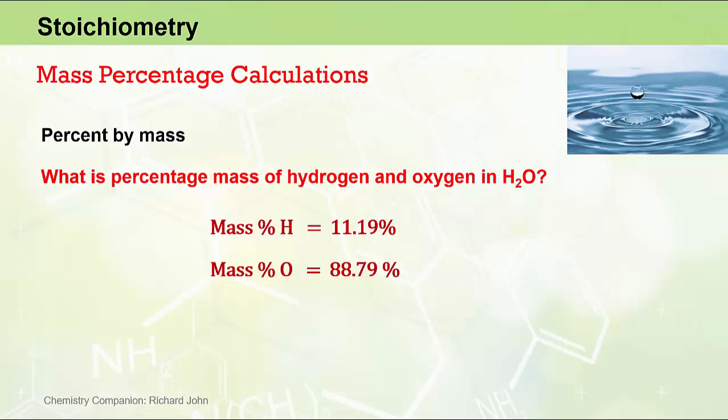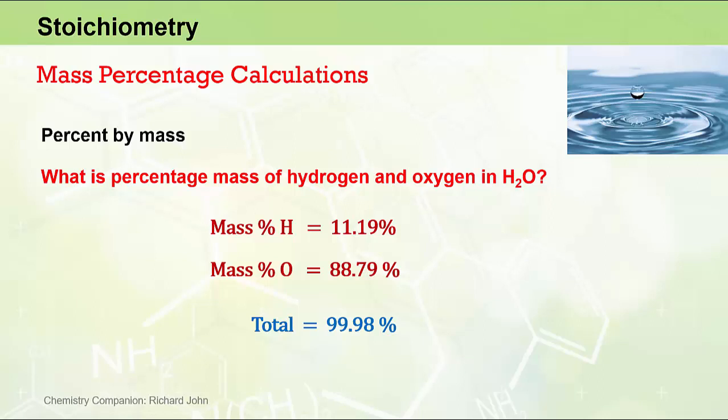So the mass percentage of hydrogen in water is 11.19%, and the mass percentage of oxygen in water is 88.79%. And that's interesting because there are actually 2 hydrogen atoms for every 1 oxygen atom, and yet the mass percentage of oxygen is so much higher than hydrogen. And of course, that's because the mass of an oxygen atom is about 16 times more massive than the mass of a hydrogen atom.